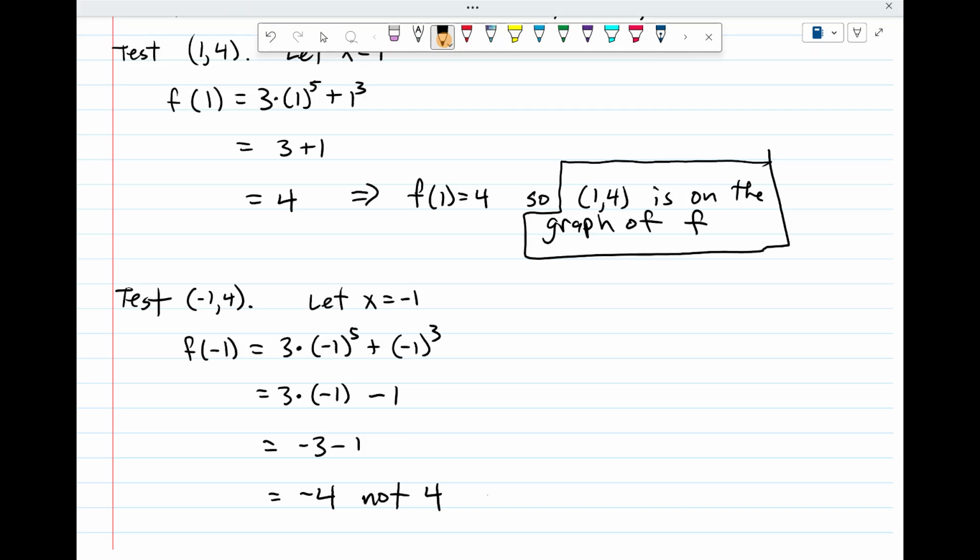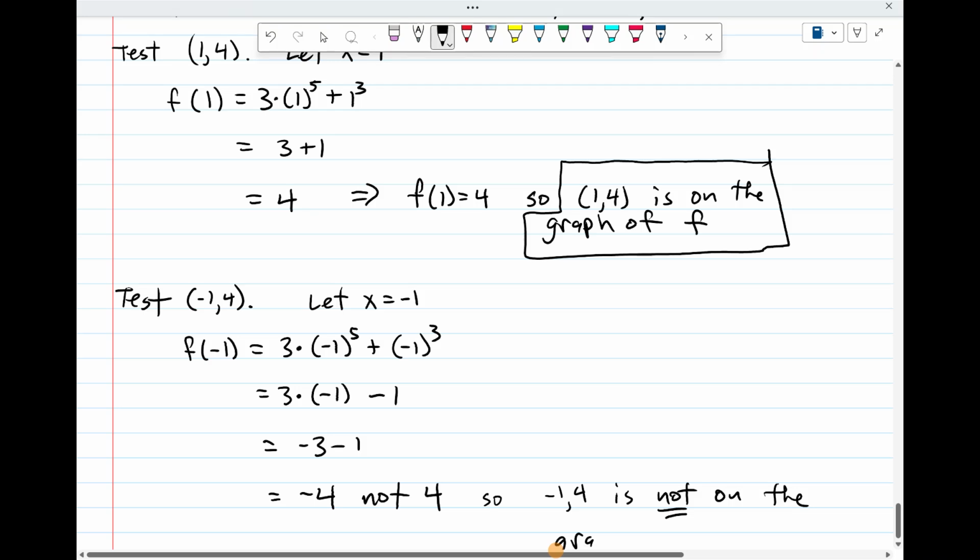So negative 1, 4 is not on the graph of f.